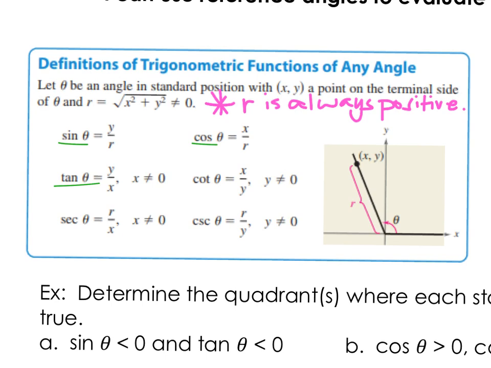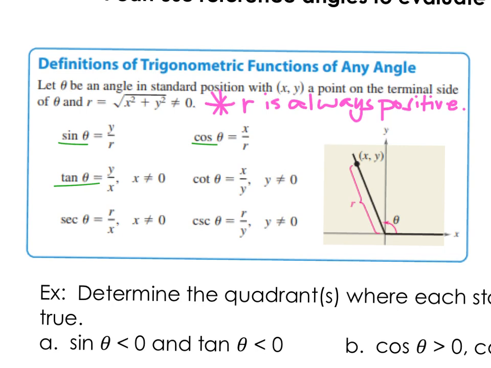Sine is y divided by r, cosine is x divided by r, and tangent is y divided by x as long as x doesn't equal 0. That would be a restriction. The cotangent, secant, and cosecant definitions are again just the reciprocals for sine, cosine, and tangent.